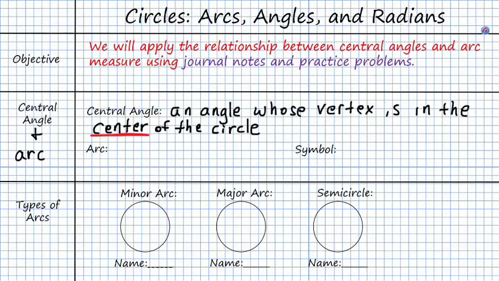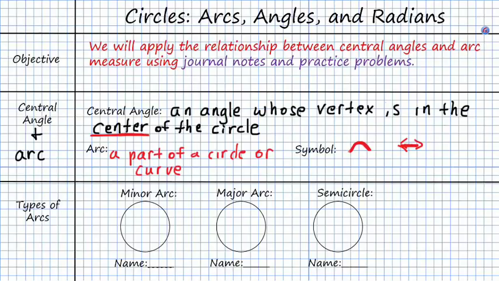And then an arc is going to be a part of a circle or curve. The symbol that we'll use for an arc is going to be this symbol here. So it's just going to be this little curve that we'll put over some letters. So just like we had a symbol for a line or a line segment, now we have a symbol for an arc.